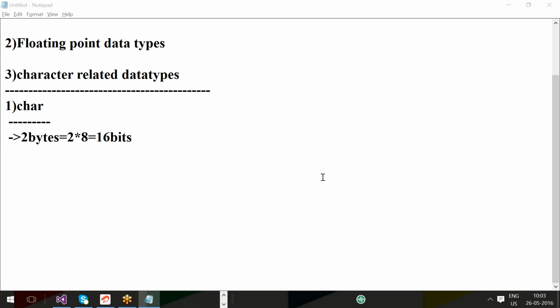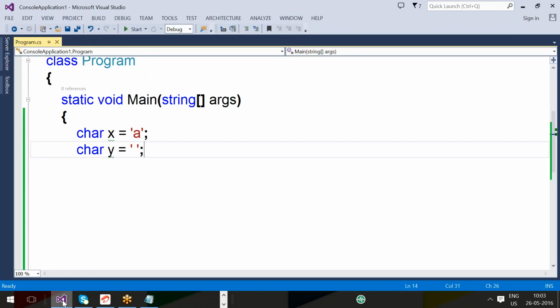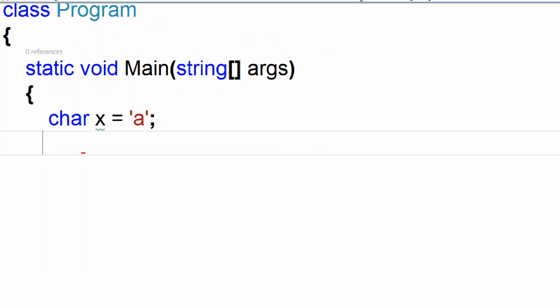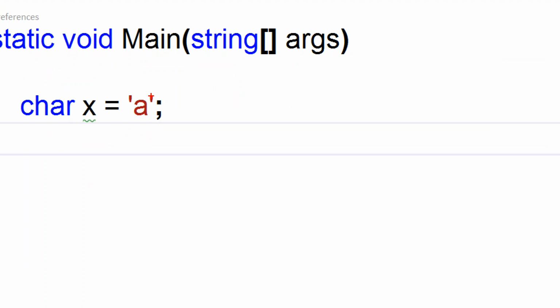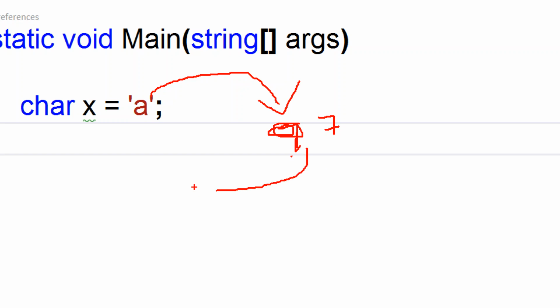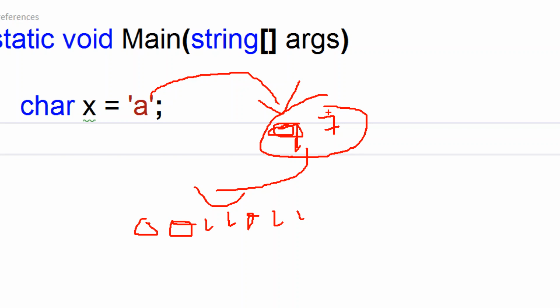Binary means zeros and ones. Whenever you declare a variable like char X, first A will be converted into its ASCII value. For example, 97 is the ASCII value of small a, and 65 is capital A. Then that ASCII value will be converted into binary data, zeros and ones, like 0, 1, 1. This is called hexadecimal conversion.